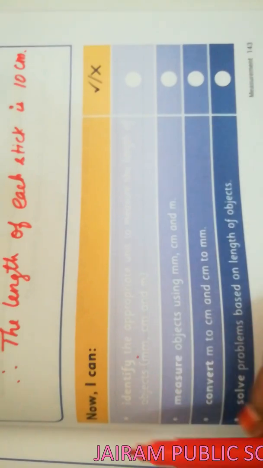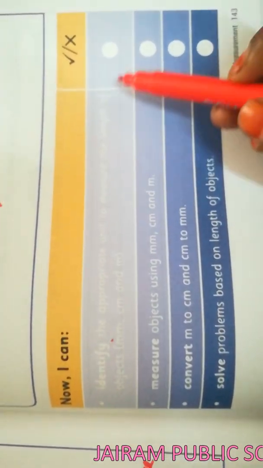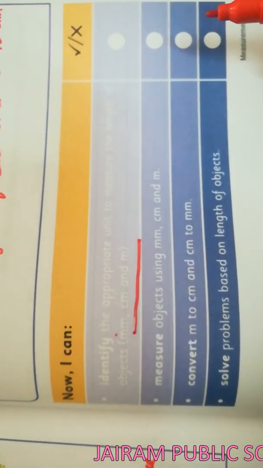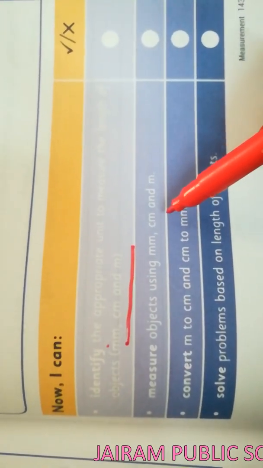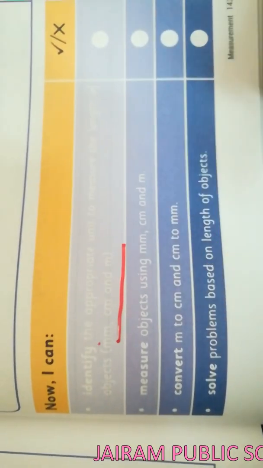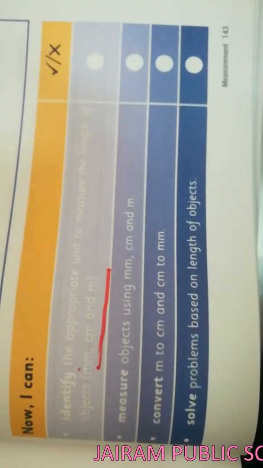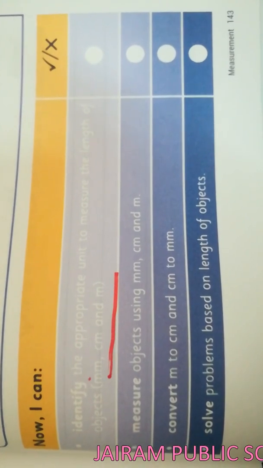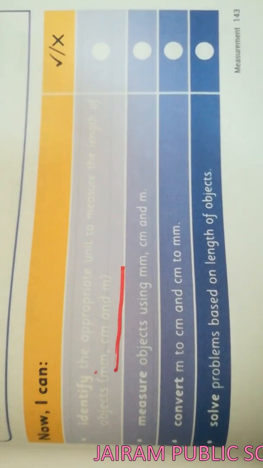Next, now I can identify the appropriate units to measure the length of an object. You can use meter, centimeter and millimeter, children. Yes means tick it over there. Measure objects using millimeter, centimeter and meter. Yes means tick it over here. Convert meter to centimeter and centimeter to millimeter. If you are able to convert them, you have to tick it over here. Solve problems based on the length of the object. If you can solve by yourself, you have to tick it over there.